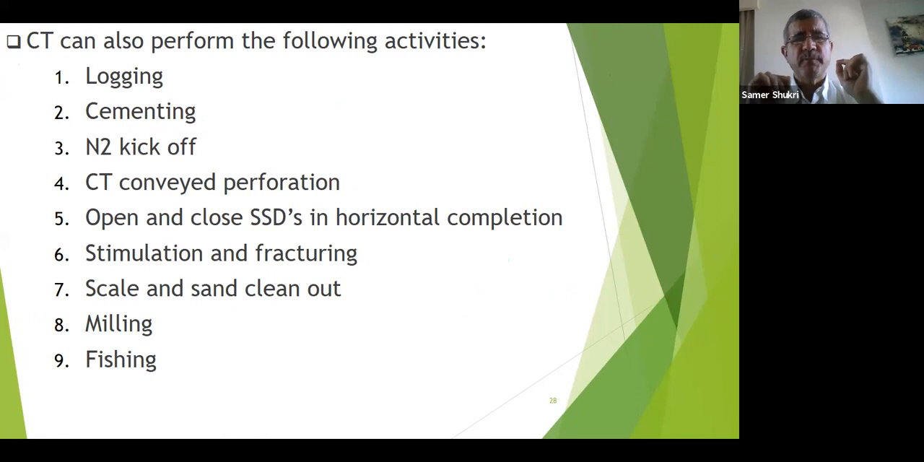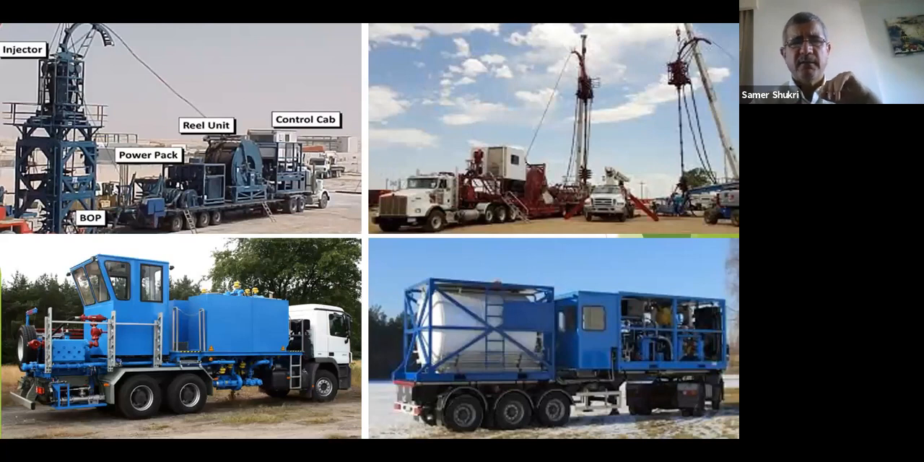The logging is the first operation that we can use in the well. We can do cementing, nitrogen kick-off, coil tubing convey perforation, open and close SSD, stimulation, fracturing, scale and sand cleanout, milling, fishing. You see, these are the coil tubing package here, coil tubing. You see 2 wells here. And here we have nitrogen tank and nitrogen unit. This is unit pump. And this is pumping unit.